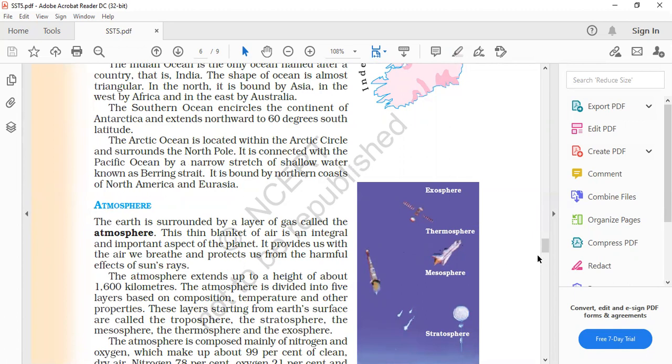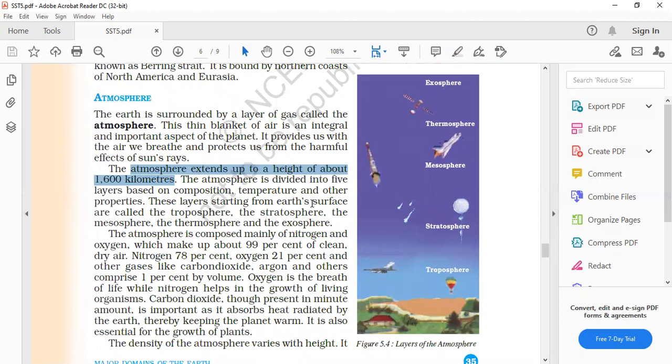Let's come to the layers of the atmosphere, or what do you mean by atmosphere? The earth is surrounded by a layer of gas called the atmosphere, and this thin blanket of air is an integral and important aspect of the planet, and it provides us with the air we breathe and protects us from the harmful effects of sun rays. If you get the question, what is atmosphere, this is your answer. The first paragraph will be your answer, and you can add that the atmosphere extends up to a height of 1600 kilometers.